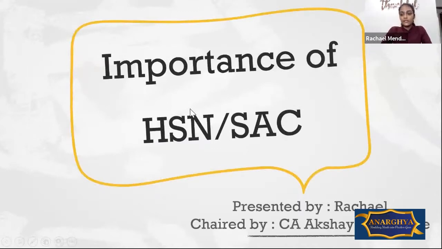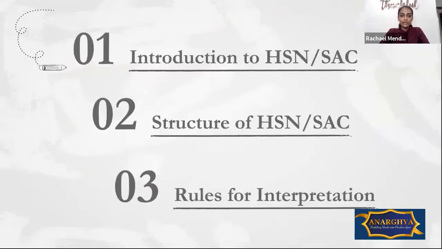So my topic is importance of HSN and SAC. I'll be covering this topic in 3 parts. Firstly, the origin of HSN and SAC and its introduction into GST. Secondly, the structure of HSN and SAC, which will help you to read a particular HSN code. And lastly, the rules for interpretation, which will help you in identifying the appropriate HSN for a particular product or service.